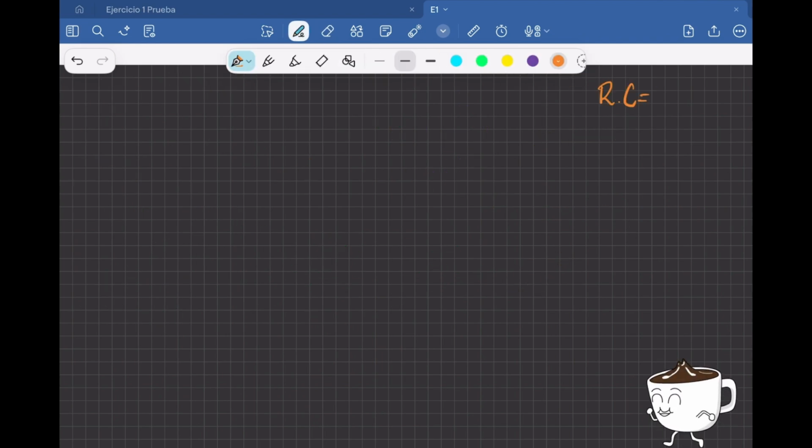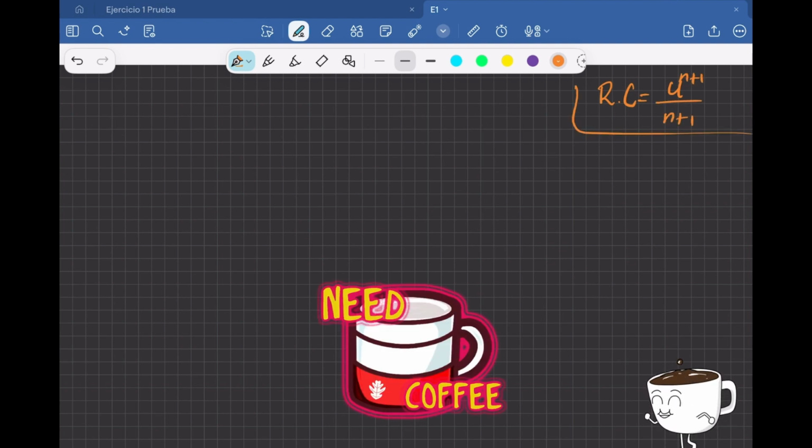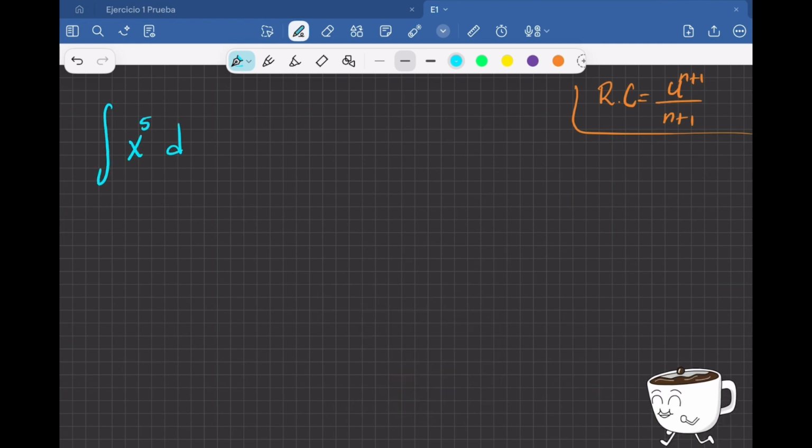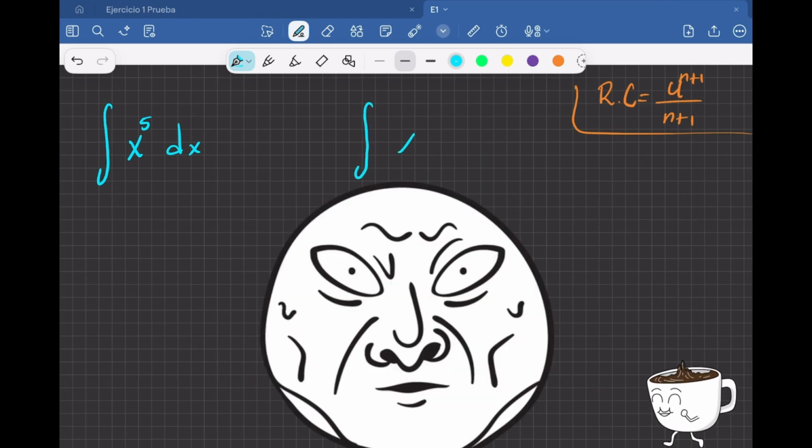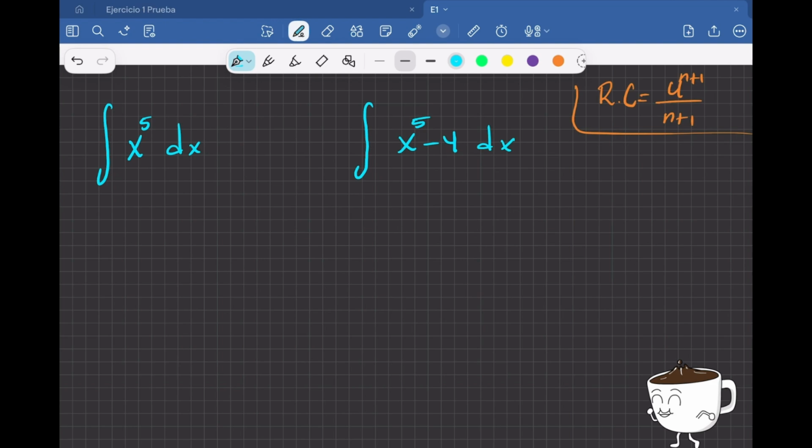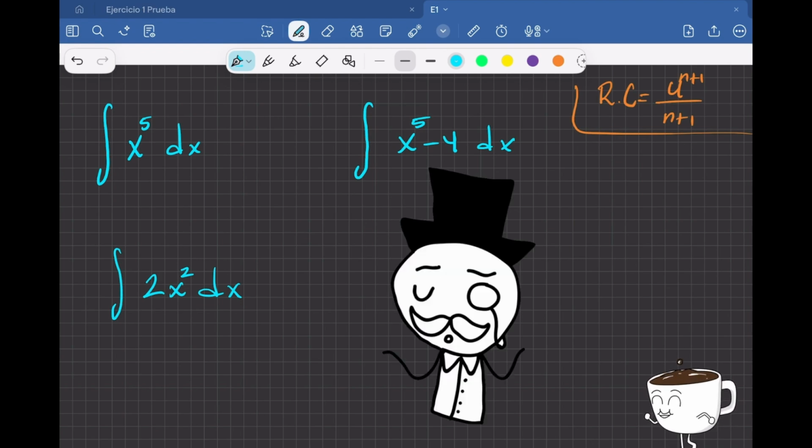I will proceed to delete this part to leave you with a series of exercises that in the following episode we will solve together. And if you have any questions, please write in the comments below and we are happy to solve them. I am going to place in this upper part the chain rule formula, which is u to the n plus 1 over n plus 1. Now, what if we had an exercise that was maybe x to the 5th dx? What happens if we had an integral of x to the 5th minus 4 dx? What would happen if we had an integral of 2x squared dx? Of course, I leave you with these 3 exercises for you to try to solve them.